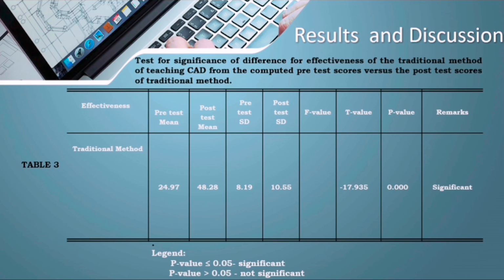Okay, so the test for significance of difference for effectiveness of the traditional method in teaching CAD, from computed pretest scores versus the post-test scores of the traditional method. So there is already an intervention in this post-test. Before they take the post-test, we have already conducted the intervention. So we taught the students with the traditional method. The data shows that there is also a significant difference in the post-test scores.